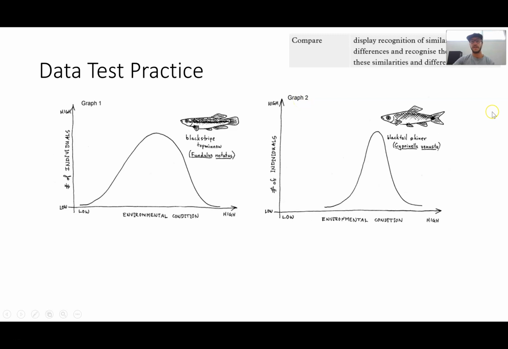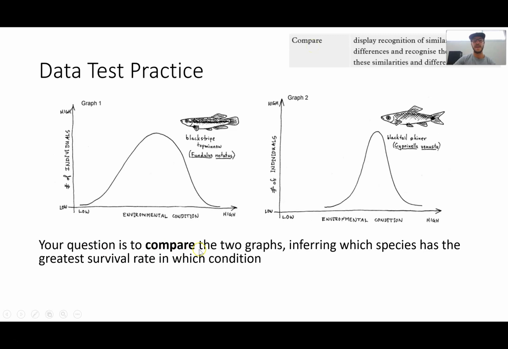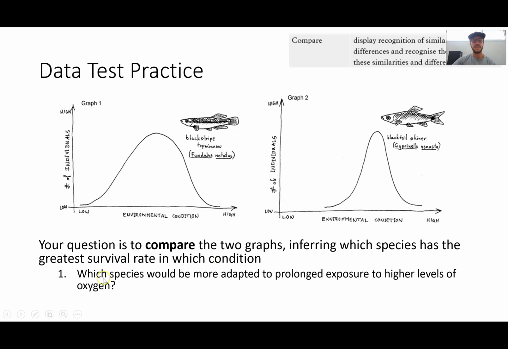Graph number 2. So you're given a bunch of data right here, and you're asked to interpret this to make sense of it. In this case, we're going to compare. So your question is to compare the two graphs, inferring which species has the greatest survival rate in which condition. Question 1. Which species would be more adapted to prolonged exposure to higher levels of oxygen? Question 2. Which species is least adapted to low, moderate levels of oxygen?